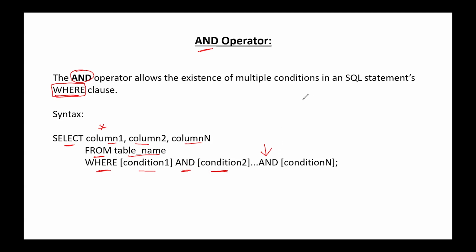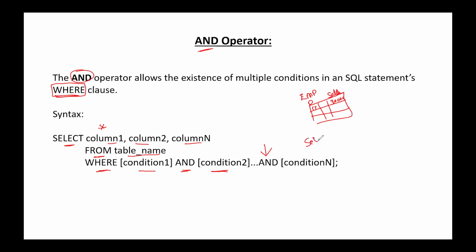For example, let me think that there is an employee table where I have employees of different departments. Suppose I want a particular employee who is working in IT. I want to retrieve the details of a person who is working in the department IT and who is drawing a salary which is more than 30,000. In such a situation, I want both conditions to be satisfied.